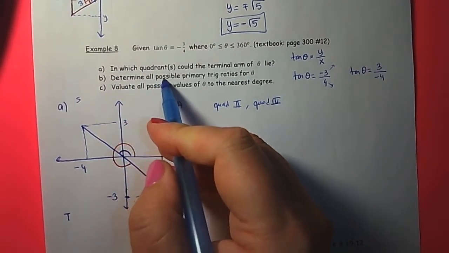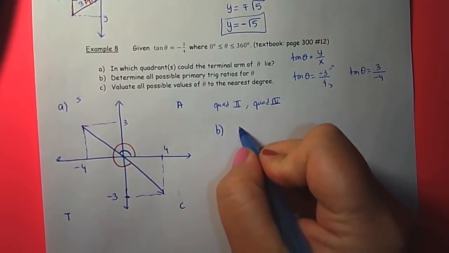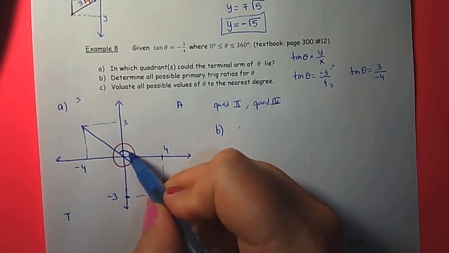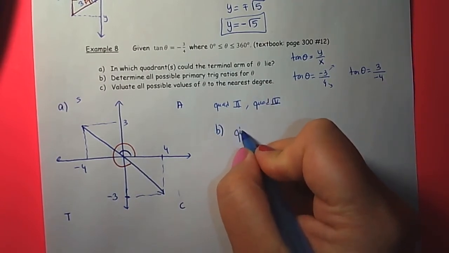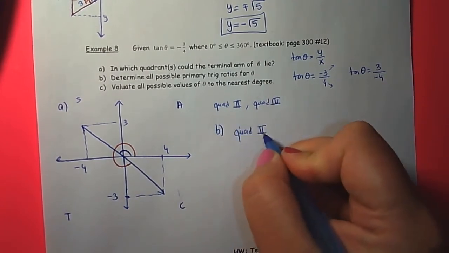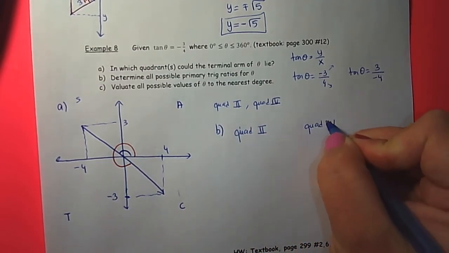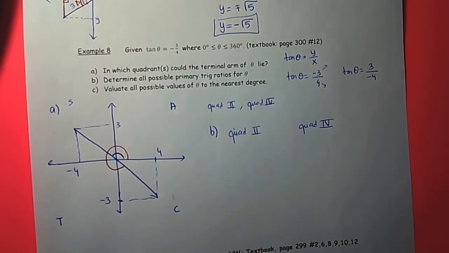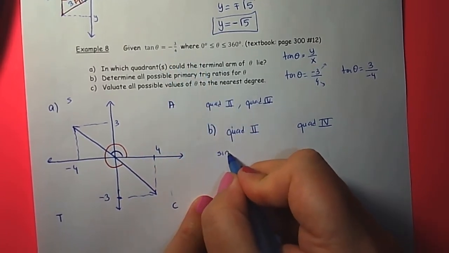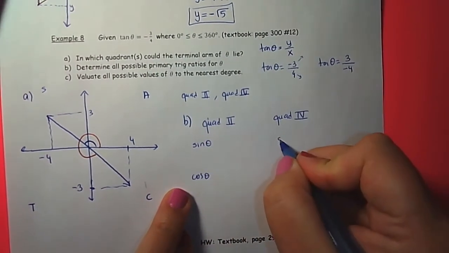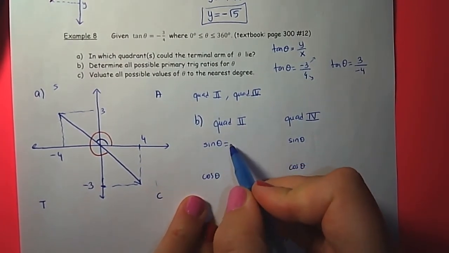Part B, determine all possible primary trig ratios for theta. So we're doing part B now. We're going to write all possible trig ratios, because we have two possible theta here. So let's write trig ratios for the theta that is in quadrant 2. Also, we're going to write trig ratios for the theta that is in quadrant 4. Tangent theta is already given, so I'm just going to write sine theta and cos theta for both possibilities.